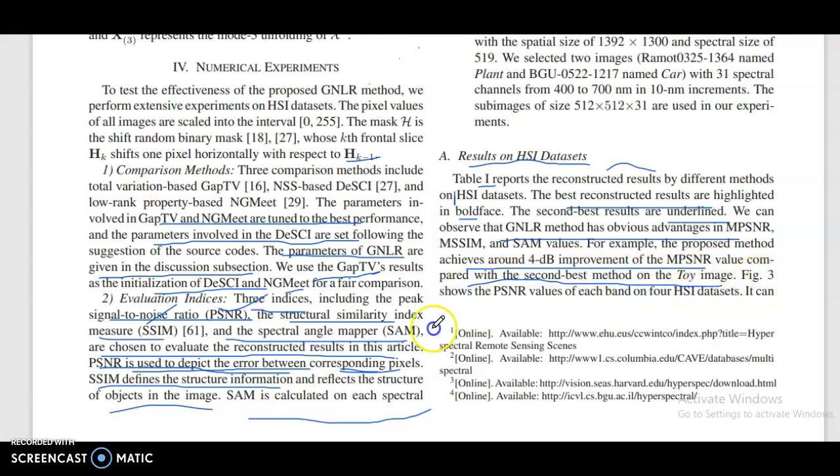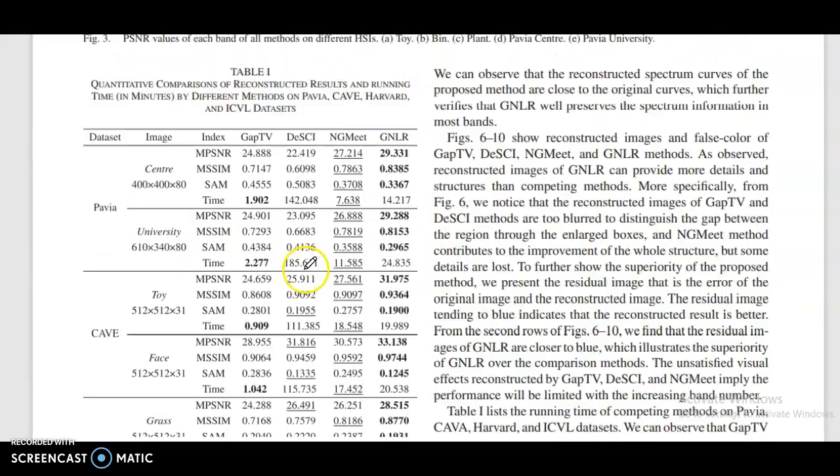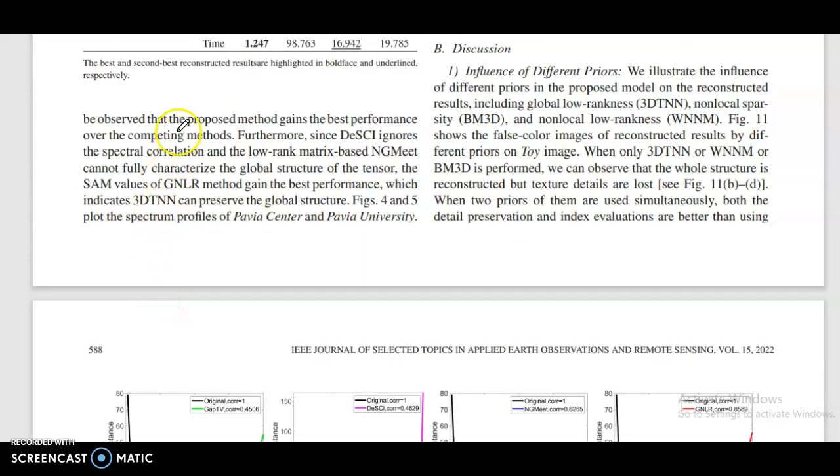on the toy image. Figure 3 shows the PSNR values of each band on 4 HSI datasets. It can be observed that the proposed method gains the best performance over the competing methods. Furthermore, since DSA ignores the spectral correlation and the low rank matrix based NGmeet cannot fully characterize the global structure of the tensor, the GNLR method gains the best performance, which indicates 3DTNN can preserve the global structure.